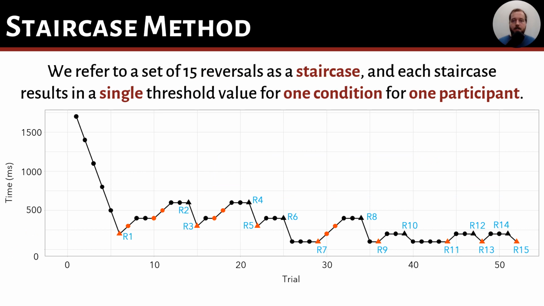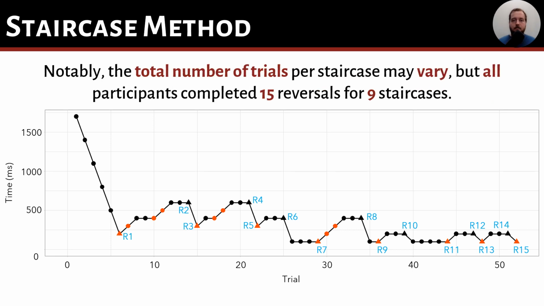This process comprises one staircase, which would generate one threshold value for one condition, for example, bar with 7 data points, for one participant. Thus, each participant had 9 total data points. It is important to note that due to the nature of this process, the total number of trials in a staircase can vary for each condition. However, all participants completed 15 reversals for each staircase. With that in mind, we can talk about the overall study structure.